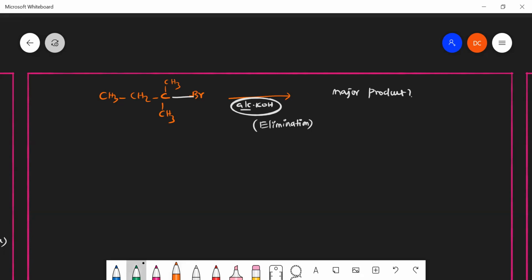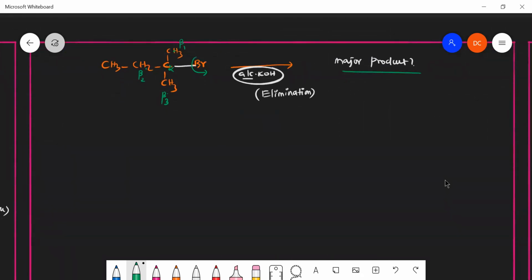Just now I told you, elimination reaction means from the functional group attached to the alpha carbon, and here it is a beta carbon, here also beta carbon, here also beta carbon. The carbon next to the alpha carbon is called beta carbon. I can number it as 1, 2, 3 also. But the question is, what is the major product? How can we predict? So you should remember the Zaitsev rule.